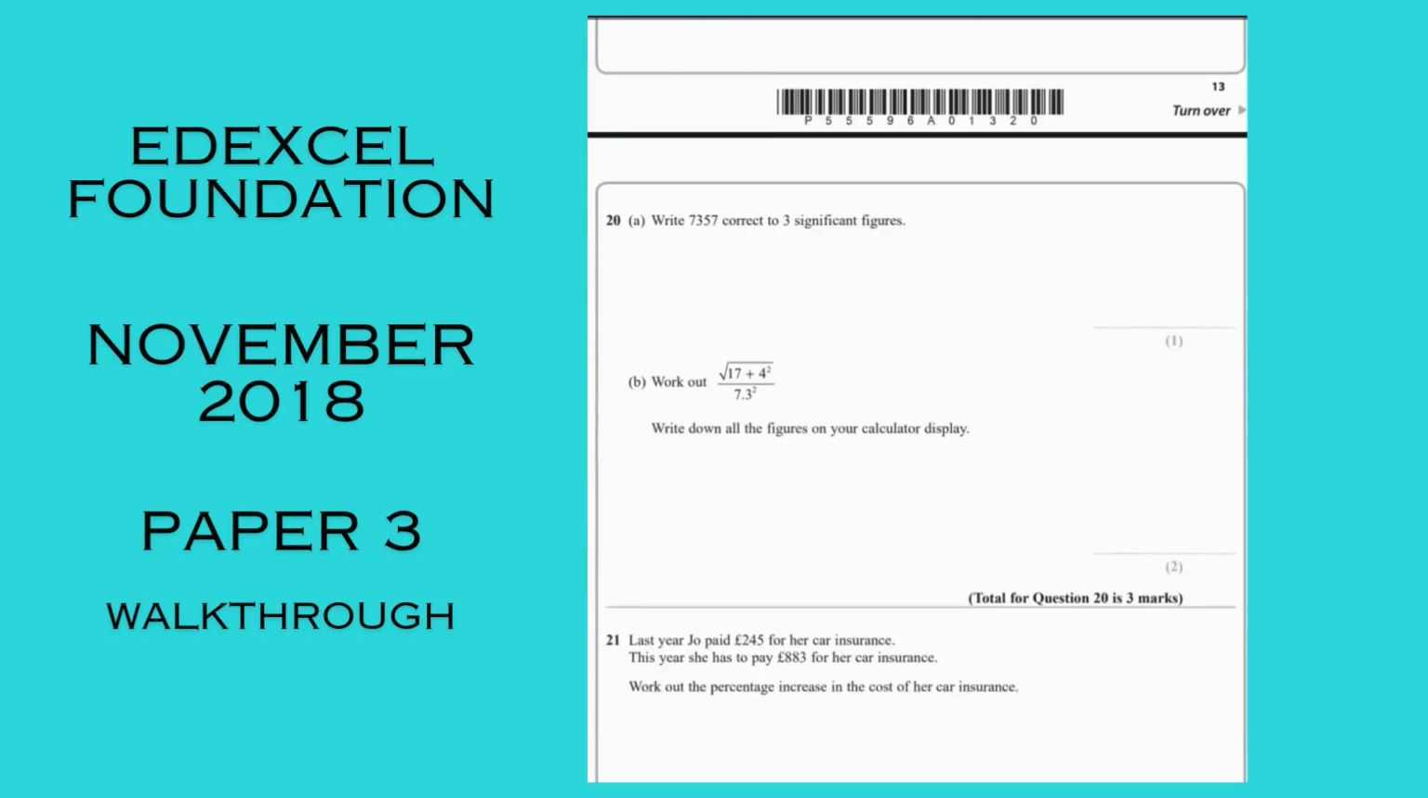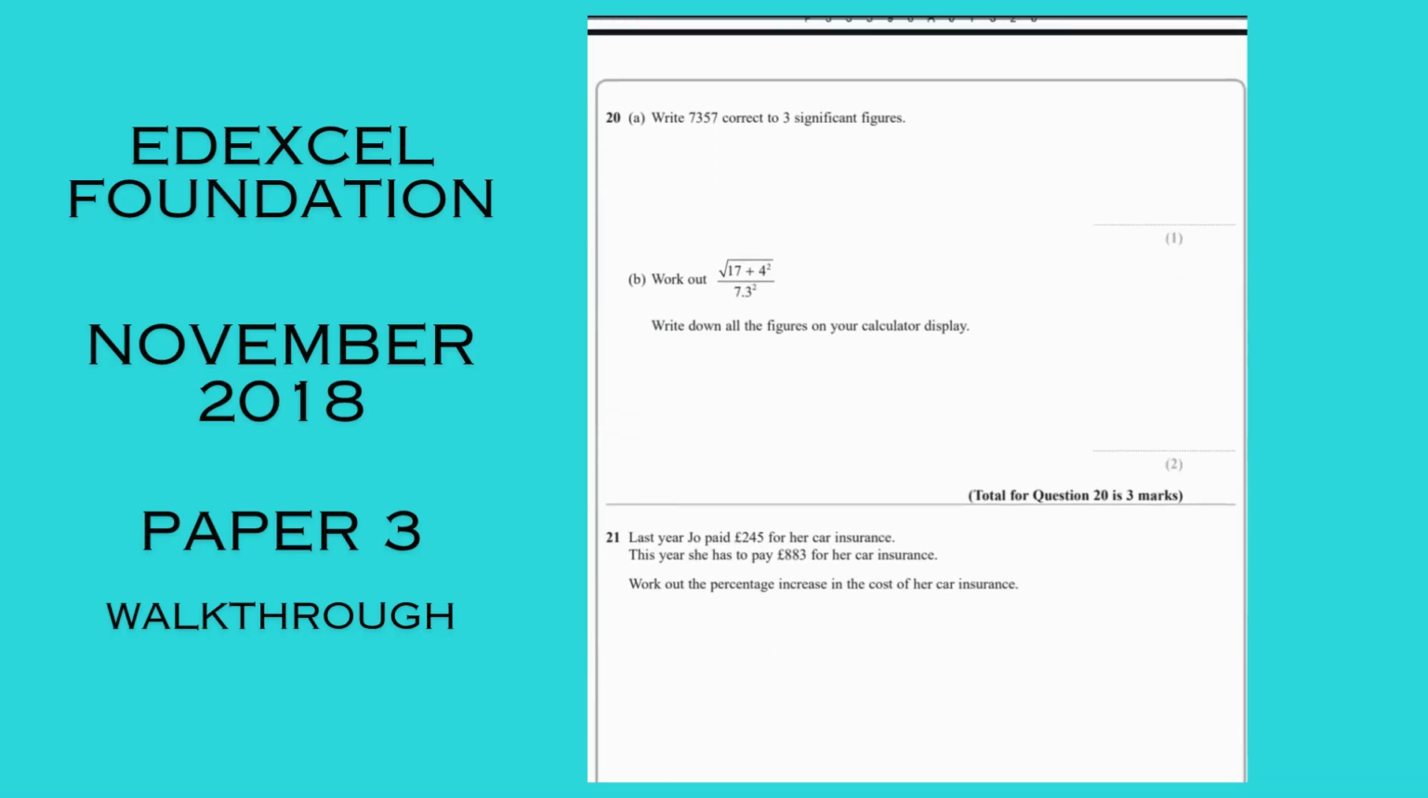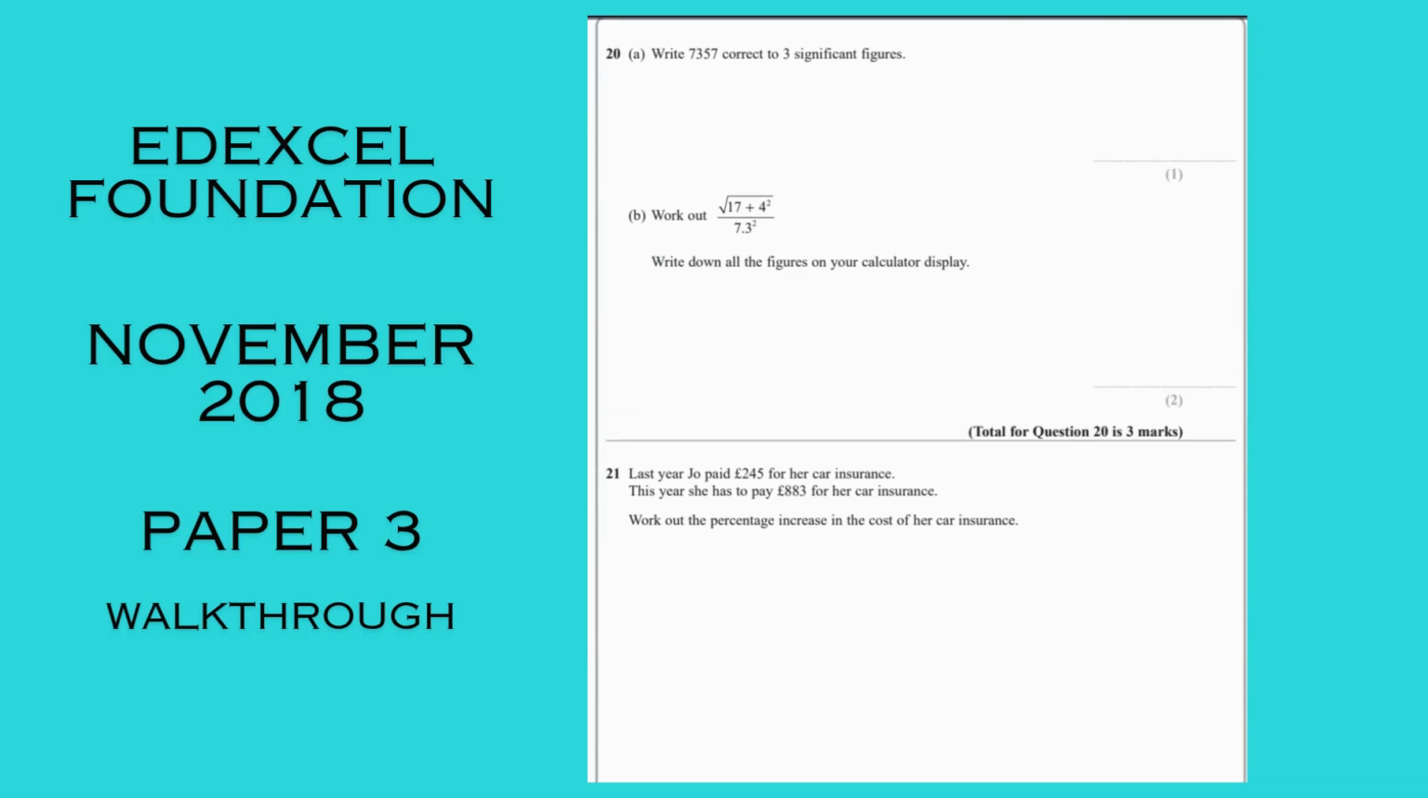On to question 20. Bit of using a calculator, but first significant figures. So significant means important. The third most important number is the 5, which represents 50. Looking at the digit after it, it's a 7, so we round up and it becomes 7,360.